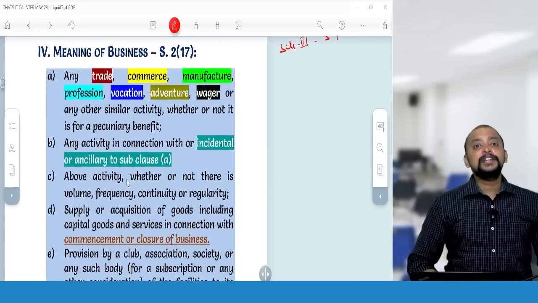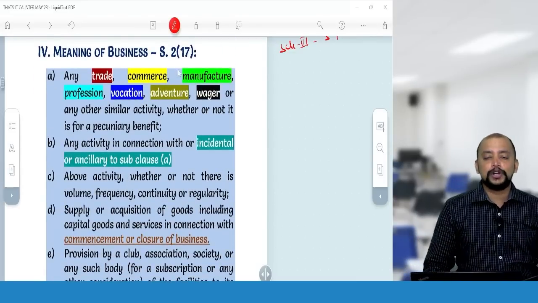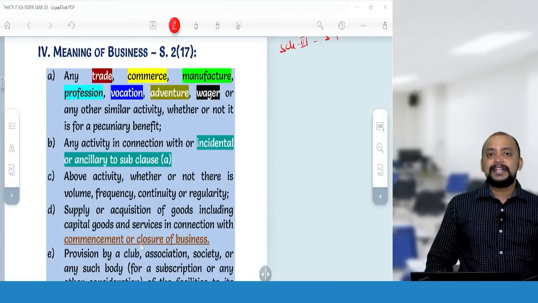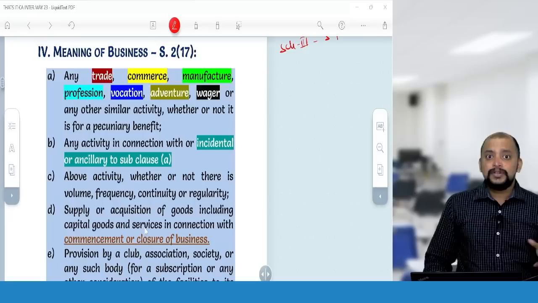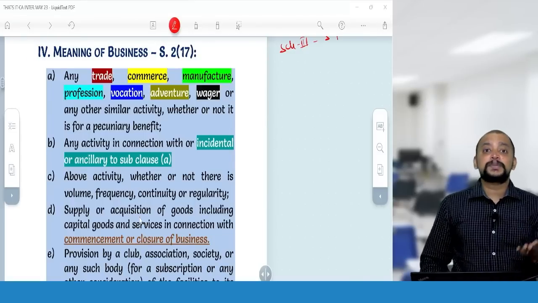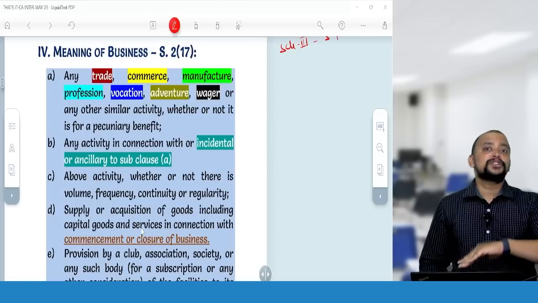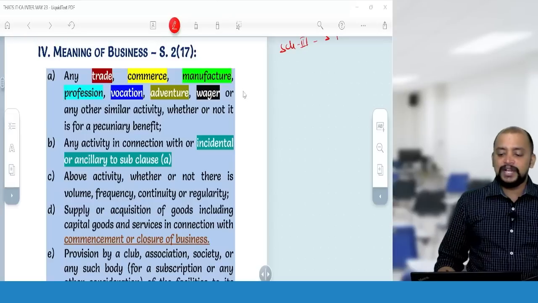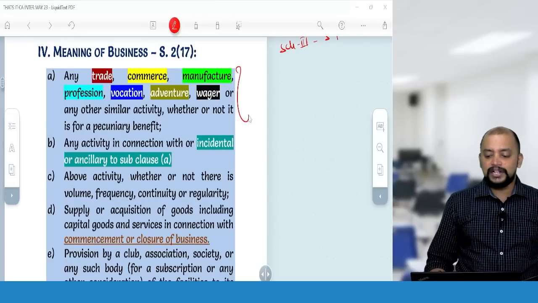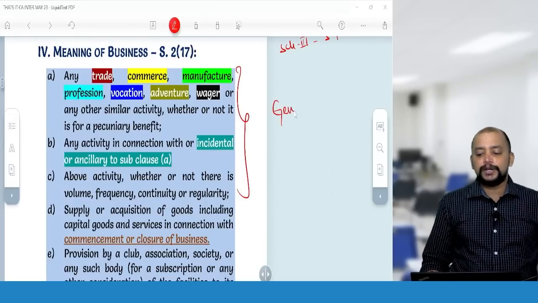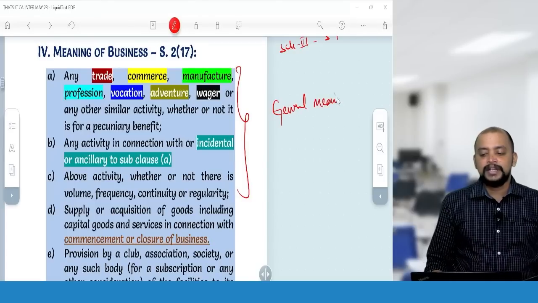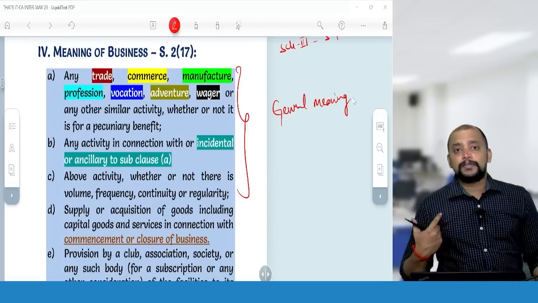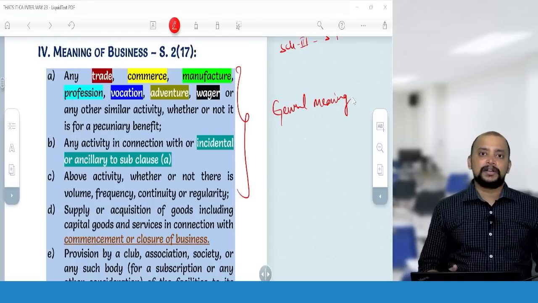Then the meaning of business. Business is defined under section 2 clause 17. We have the general meaning of business and the specific activities. The activities in the general meaning are business, and there are some specified activities. These specified activities, whether they come into the general meaning of business or not, will always be treated as business. So first we will see the general meaning. This is about the general meaning, A, B, C. In that, the first point: trade, commerce, manufacture. So any trading sector or manufacturing sector or commerce, that is service sector, will come under business.